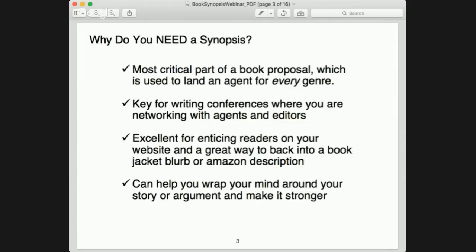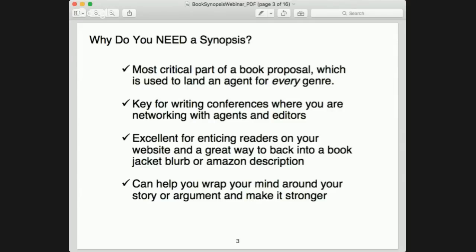And memoir also absolutely needs a book proposal. I err on the side with memoir of doing more rather than less. The other parts of a book proposal I'm not going to go into today, but I do have a course at Author Accelerator, which you can do as a self-study course or as a course with feedback that walks you through all the elements of a book proposal. And again, a synopsis is just one part of it.